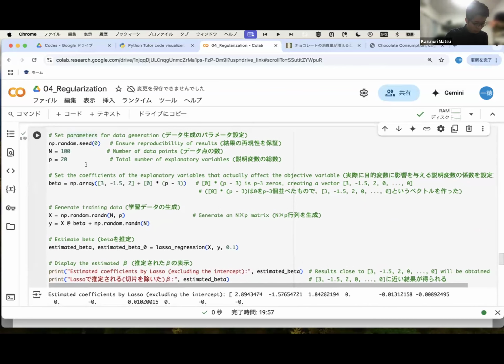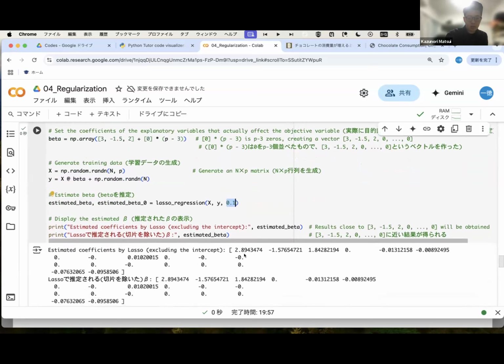Looking at an actual example, we set the true parameter beta as 3, minus 1.5, 2, 0, 0, 0, with zeros following the first three variables. Generate x randomly and set y as the product of x and beta plus noise. When we apply lasso regression with a regularization parameter of 0.1 to this data, we obtain values remarkably close to the original 3, minus 1.5, 2, 0, 0, 0. This suggests that the first explanatory variable has the greatest influence.